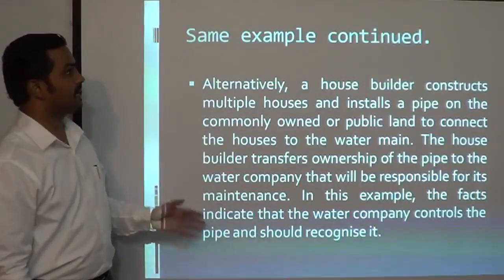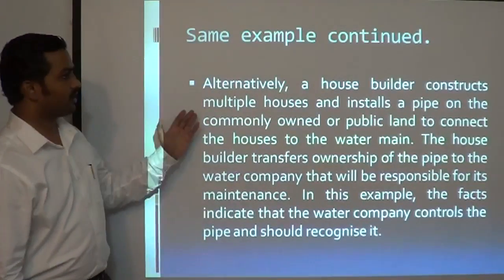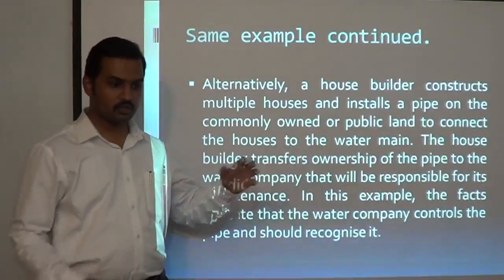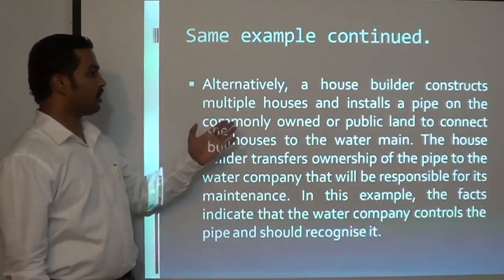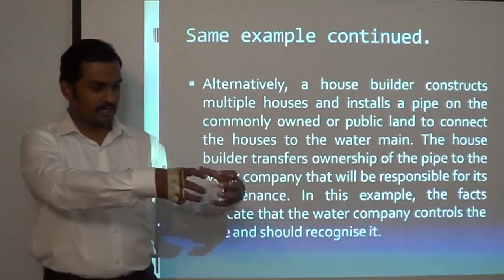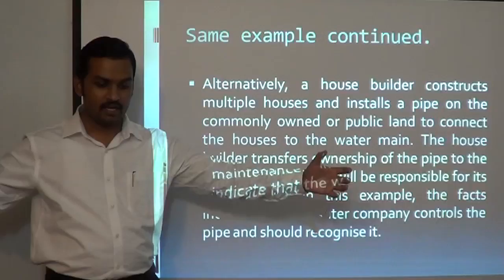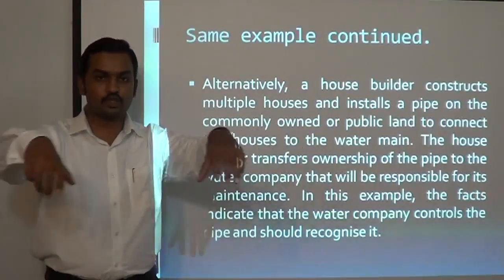Now we have a similar example, or we can continue the same example, but the facts are changed a little bit. Alternatively, a house builder constructs multiple houses. He is now not constructing one house, but he is constructing multiple houses and installs a pipe now on the commonly owned public land. So he has, we can say, a row of houses which he has constructed, and in front of all these houses there is some public land. In that public land he has installed the pipe.